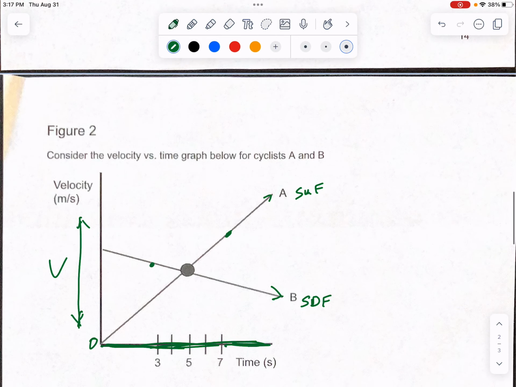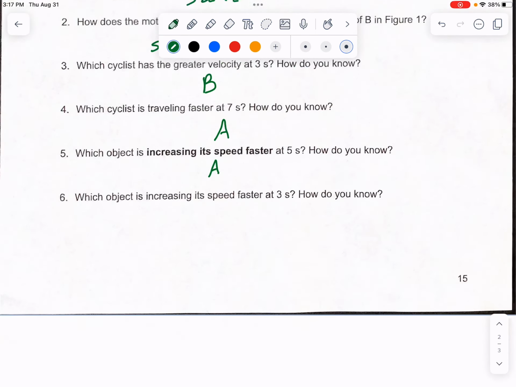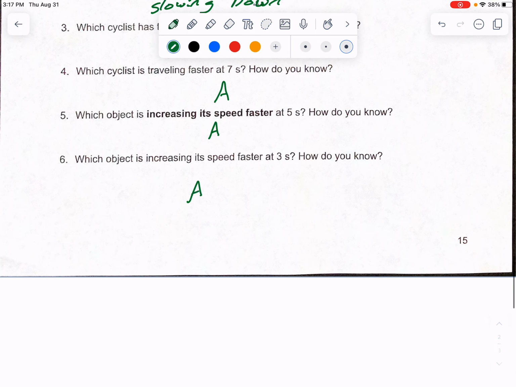Number 6, which object is increasing its speed faster at 3 seconds? No matter what, A had the steepest slope the entire time. So A will always have the higher acceleration. It may not always have the highest velocity. It didn't in the first 5 seconds, but it had the higher acceleration the entire time. So your answer is going to be A. And that was it.